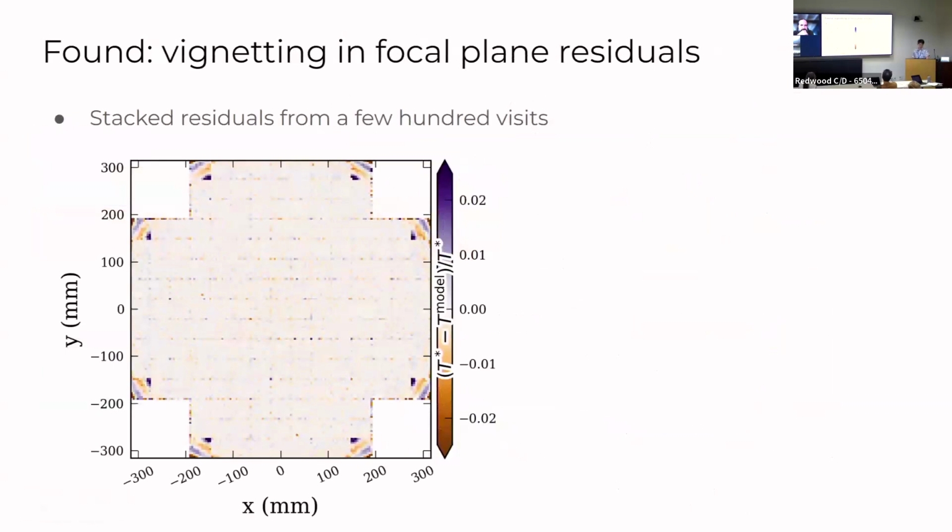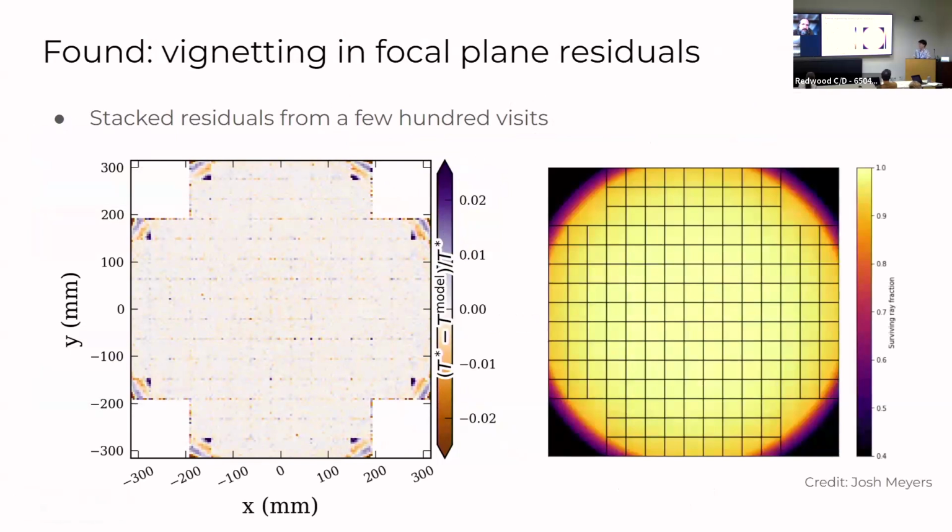And one last thing is we also found interesting structure in stacked residuals on the focal plane. So this is size residuals from a couple of 100 visits. And on the corner CCDs, there's this radial wave pattern in the PSF residual size, which is probably due to vignetting. So this is basically showing the fraction of light that ends up on the sensors. And you can see that the corner CCDs that are losing a lot of light are the ones that have these strong residuals in the PSF.